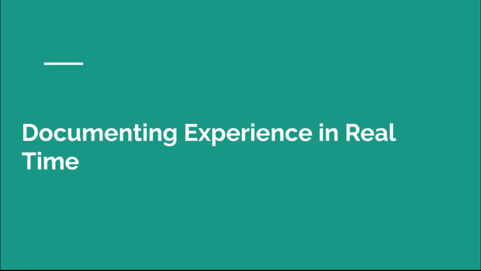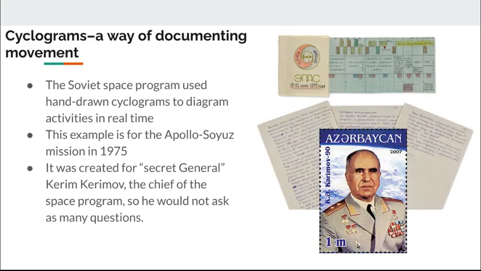The next example, and I think this is a really useful one to show process and things that actually happened, documenting experience in real time on space stations, on one of the Soviet space stations from the 1970s. So the Soviet space program at the time used a tool called a cyclogram, which is a hand-drawn diagram to document activities in real time as they happened.